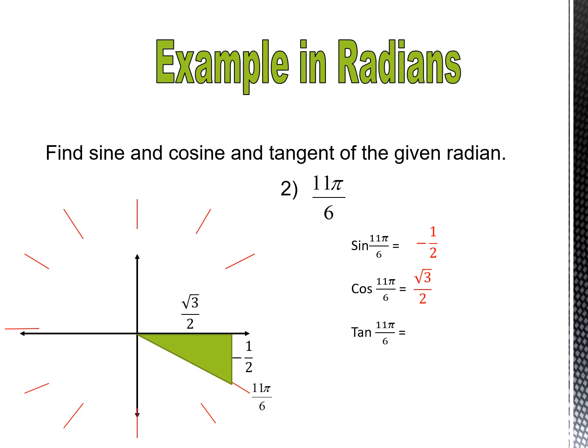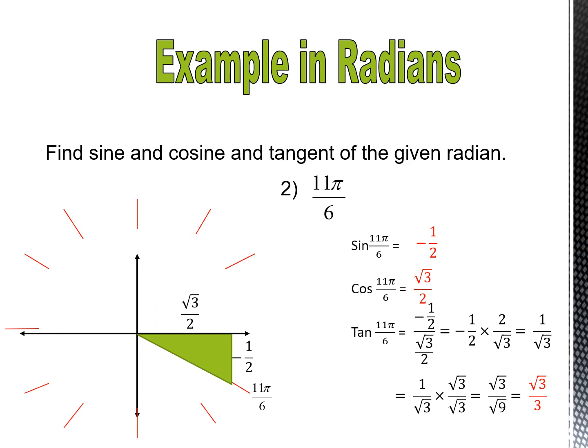And then tangent is opposite over adjacent. There it is, negative 1/2 over radical 3 over 2. You have to do a fraction over a fraction, which means you take the denominator, multiply it to the top with the reciprocal to get negative 1 over radical 3. Now, here's another thing. You are not allowed to have a radical in the denominator as your answer, so we have to rationalize.